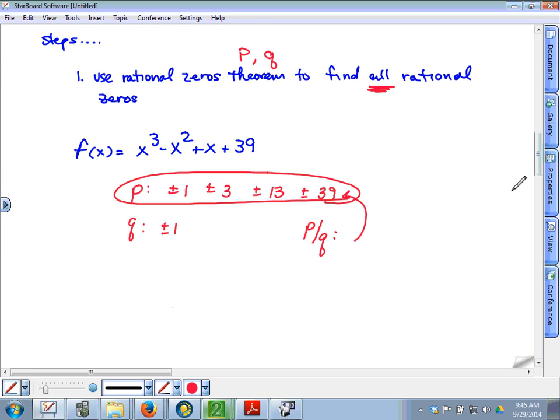But you still need to verify it using synthetic division. So do the whole synthetic division. Negative 3 times 1 is negative 3. Negative 1 plus negative 3 is negative 4. Negative 4 times negative 3 is 12. 12 plus 1 is 13. 13 times negative 3 is negative 39. And boom! Get a remainder of 0.